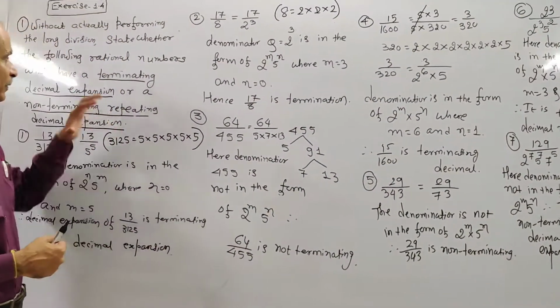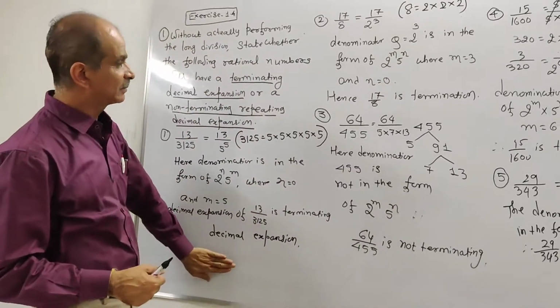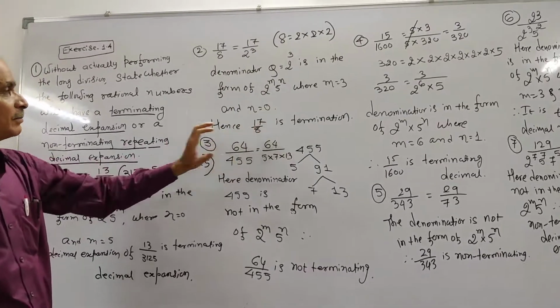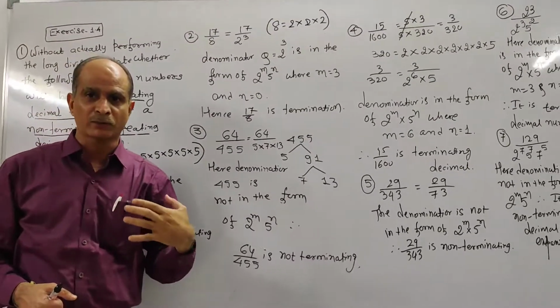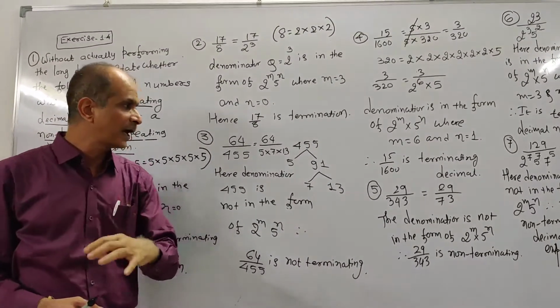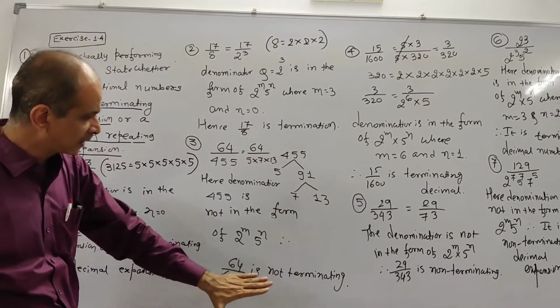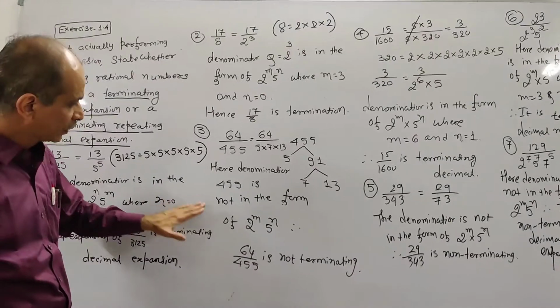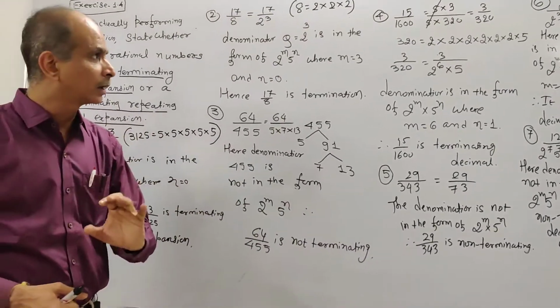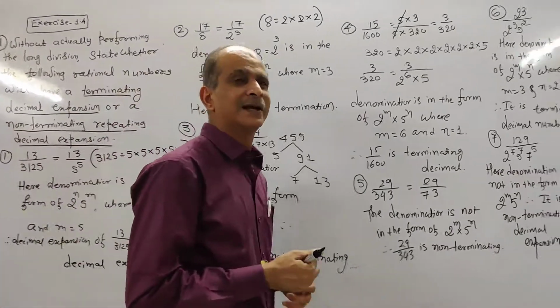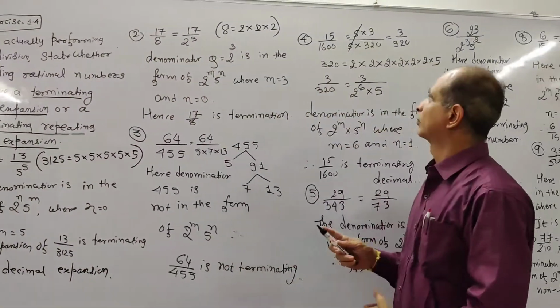So the first example is a terminating decimal expansion. The second is also a terminating decimal expansion because the denominator is in the form of 2 and 5. The third one is not a terminating decimal expansion because the denominator is not in the form of 2 and 5. Well, friends, let me start example number 4.